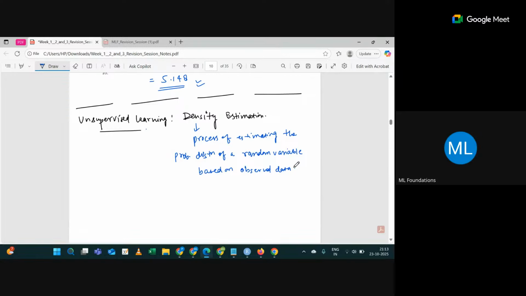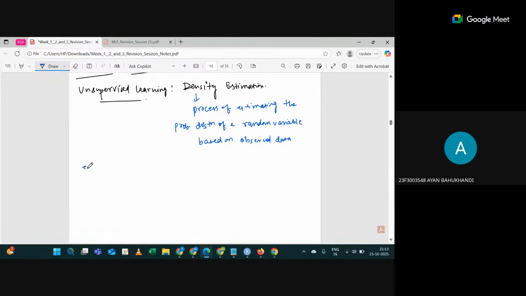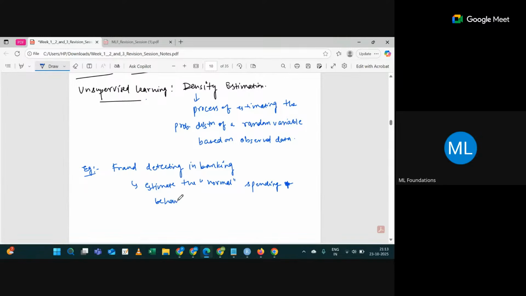Okay, so can you tell me any real life example where this density estimation is useful? Figuring out what products are more likely to be sold. Credit card fraud. Okay, can I say this is fraud detection in banking? Yes, sir. Right. For a transaction, how will it identify whether it is fraud? What it will do is estimate the normal spending behavior of a customer.